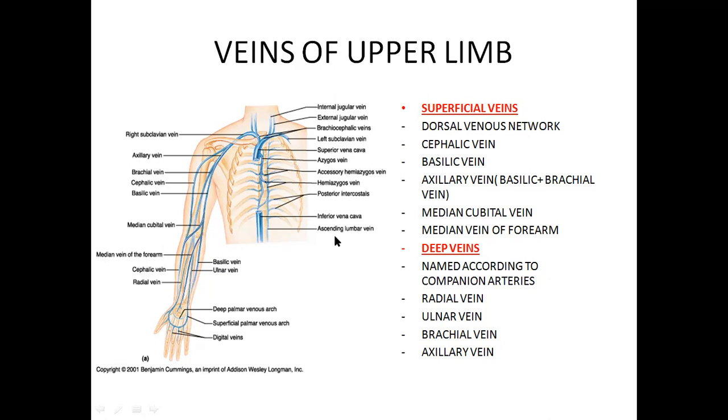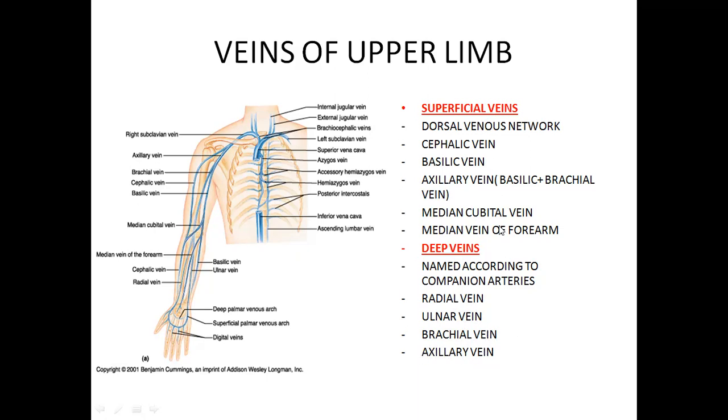Once you know the superficial veins, if you just remember the branching pattern of arteries, correspondingly the veins have been named. Accompanying the radial artery, we have the radial vein. Accompanying the ulnar artery, we have the ulnar vein. Accompanying the brachial artery, we have the brachial vein. Accompanying the axillary artery, we have the axillary vein. These are all deep veins.